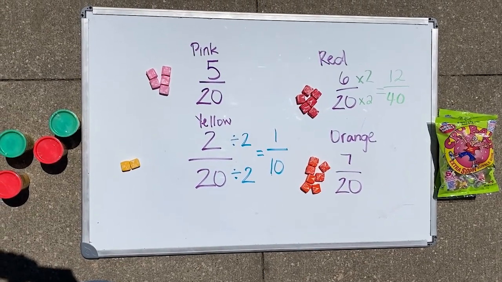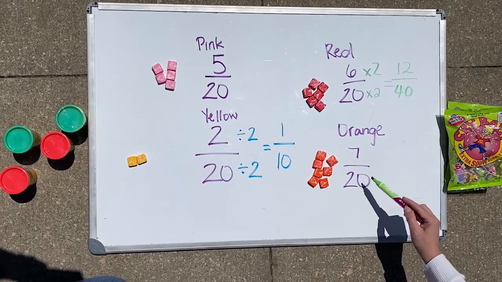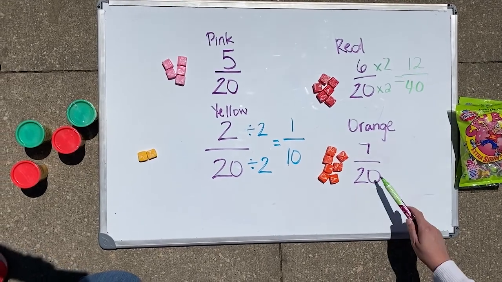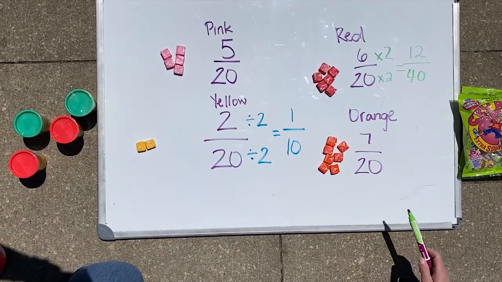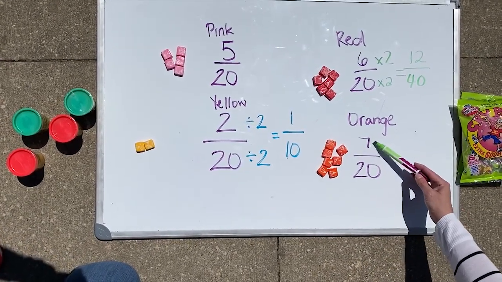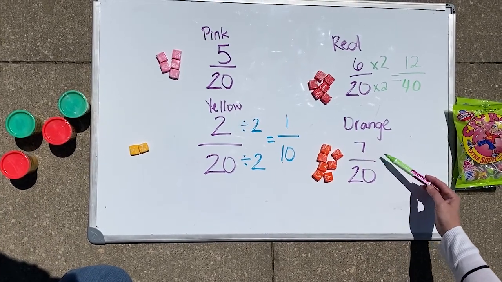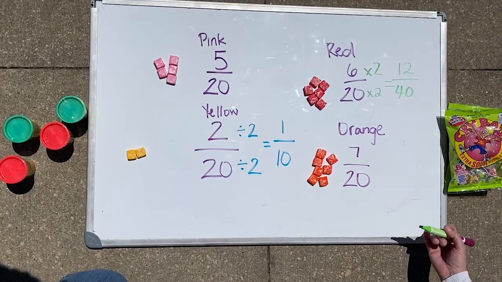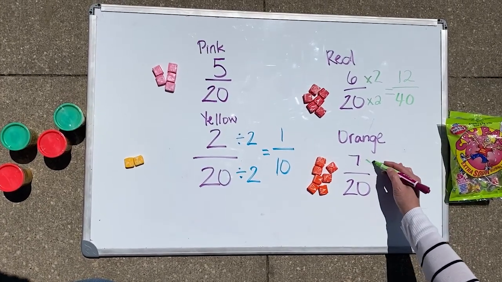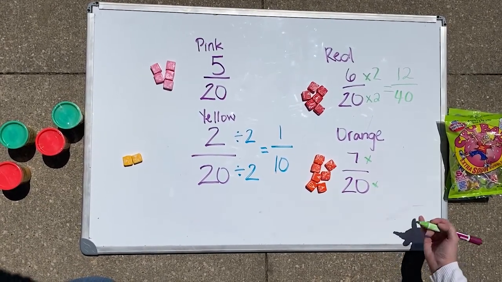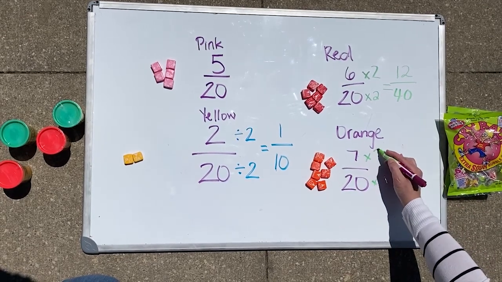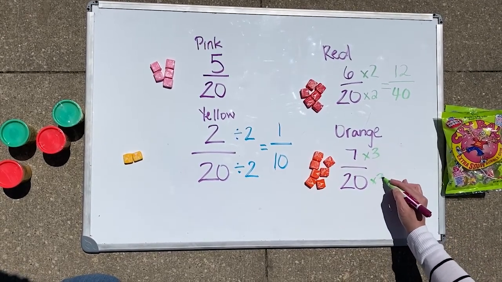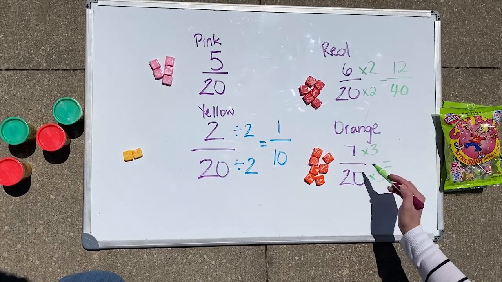Now let's take a look at our orange. We have 7/20ths. I know that I can't make an equivalent fraction by dividing because there's no number that goes into 7 and 20 at the same time, because 7 is a prime number. So I need to multiply by something. So I'm going to choose the number 3. If I do it to the top, I must do it to the bottom.